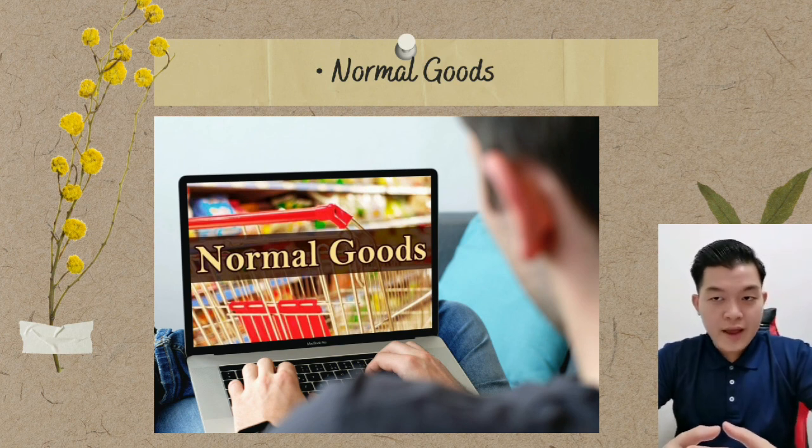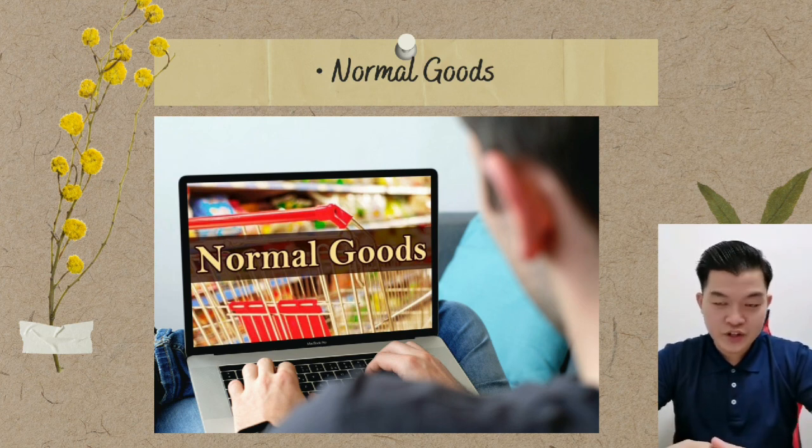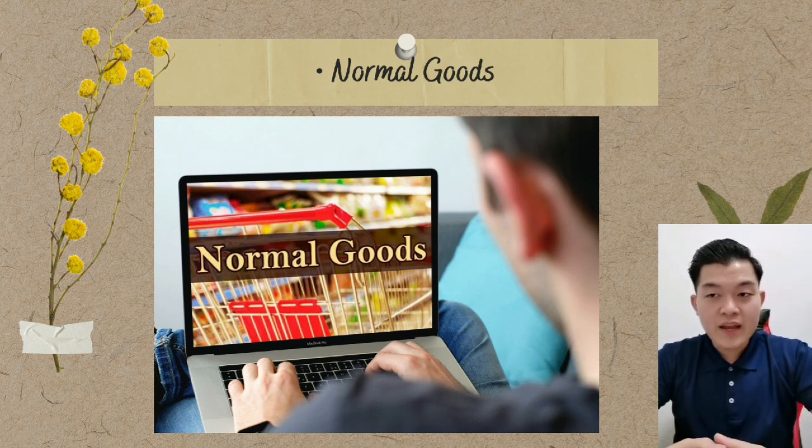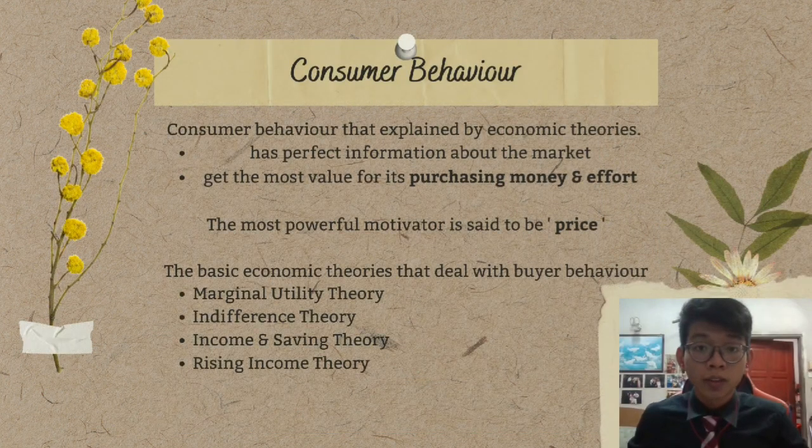Normal goods are those that experience an increase in their demand due to an increase in consumer income. For example, if the price of fried chicken increases, it will not affect the consumer's income. But when the net income of the consumer increases, it will affect the quantity demanded of the fried chicken. Consumer behavior is explained by economic theories. According to economic theories, a rational buyer is someone who has perfect information about the market and uses it to get the most value for his purchasing money and efforts.